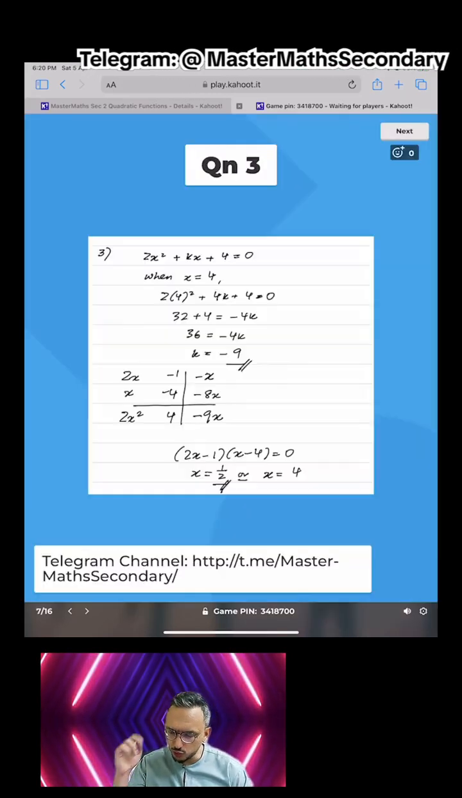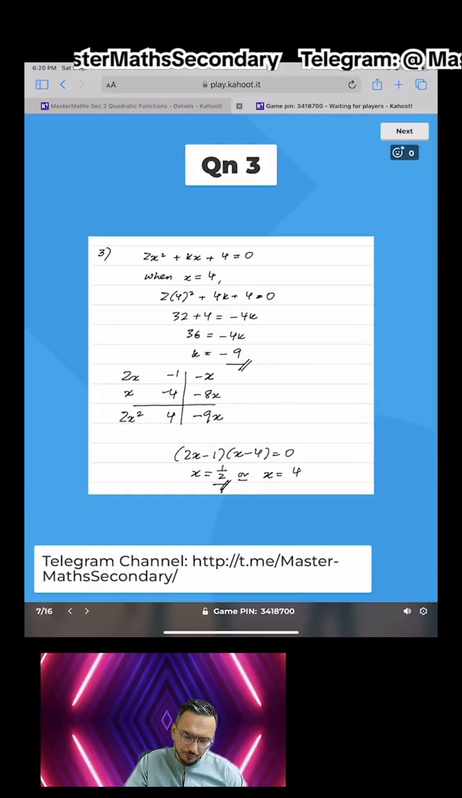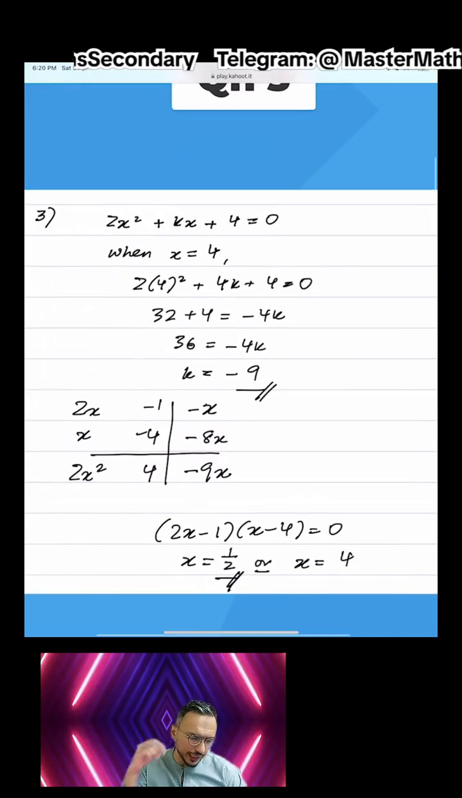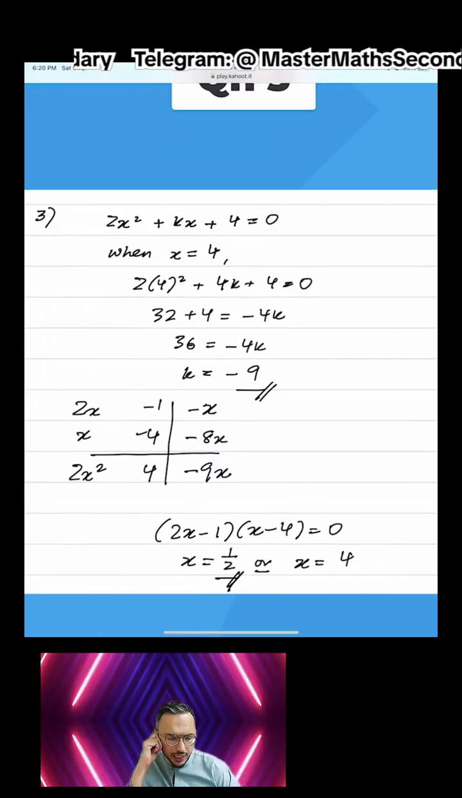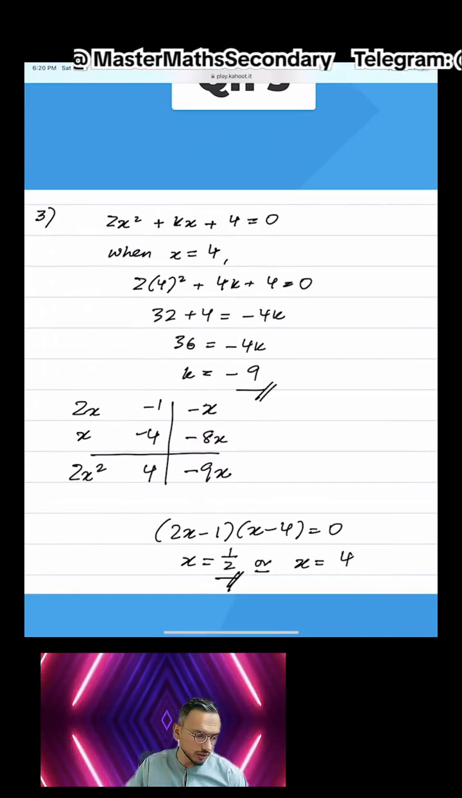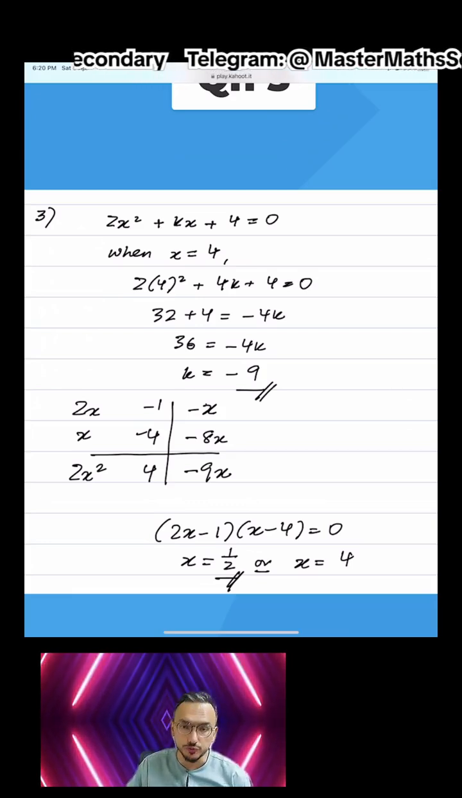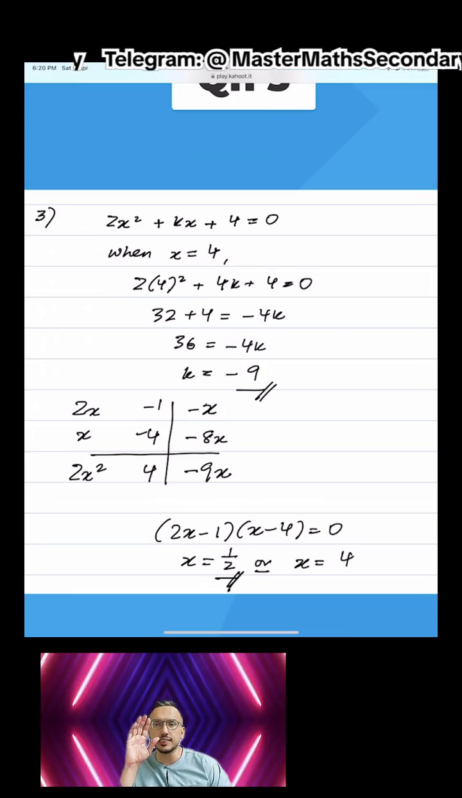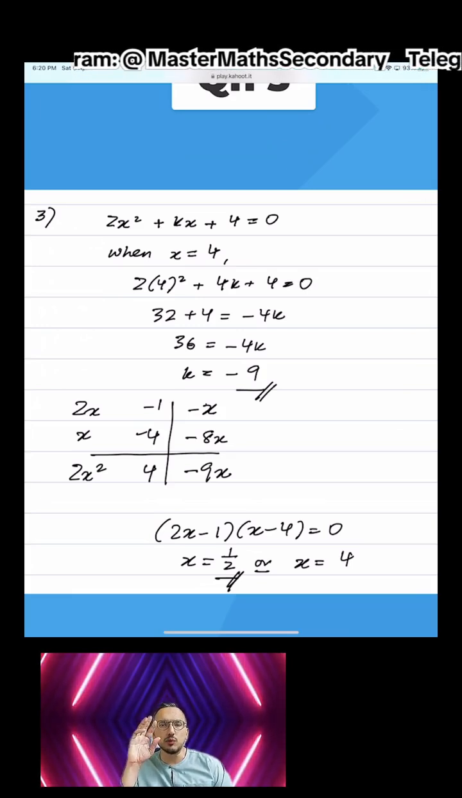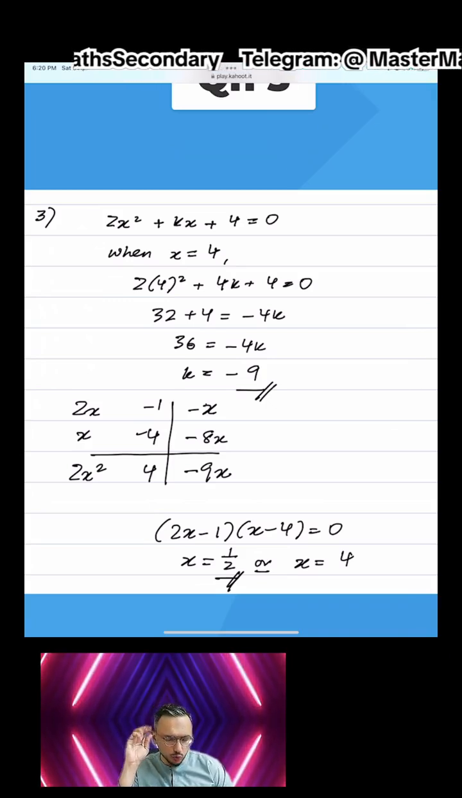Okay, let's see how to solve this. Okay guys, so basically when you have an equation like this, 2x squared plus kx plus 4 equals 0, and then they tell you that one of the solutions is x equals 4. So for a quadratic, guys, remember, there will usually be 2 solutions.